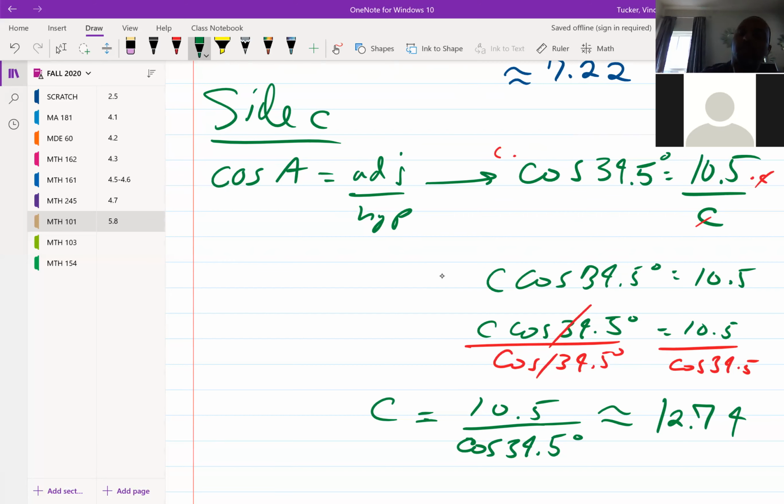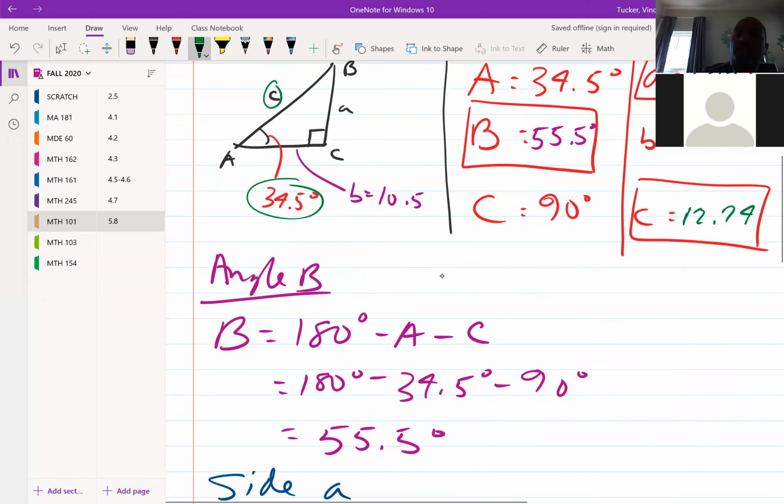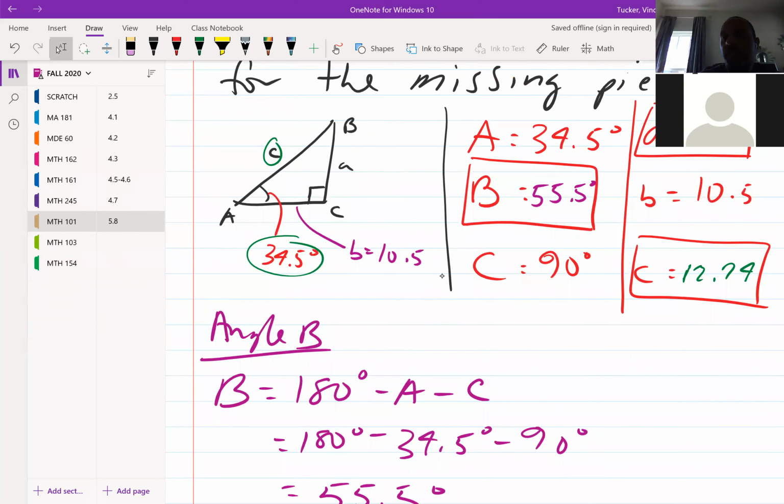And always make sure you go back and check your answers. If that is your hypotenuse, it should be your largest side. Each one of your lengths of your sides should correspond to the measure of your angles. So the shortest side is A. That means the smallest angle should be capital A. And you know the largest angle is going to be 90 degrees. That's why your longest side is the 12.74. So all that should match up.